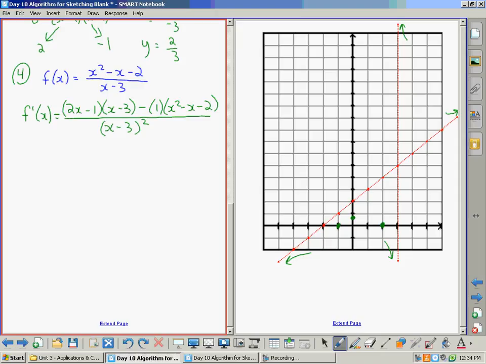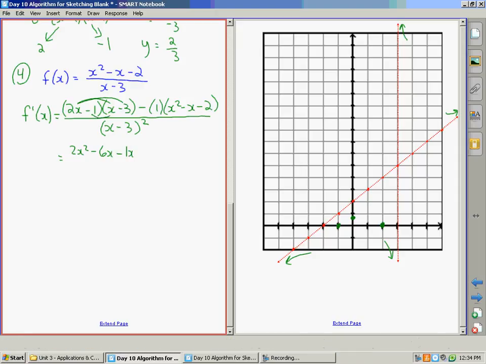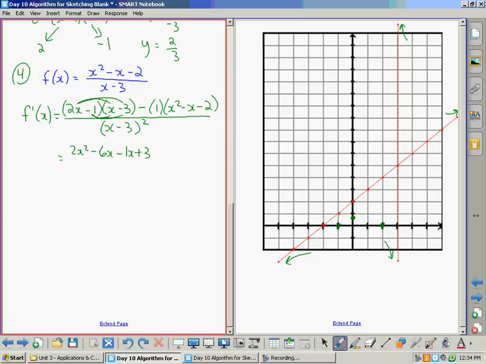And now we'll rainbow the top to make it a little bit easier to see. So rainbowing here is 2x squared minus 6x minus 1x. That's that rainbow. And then plus 3. And here it's minus, and I'm just going to minus everything. It's like rainbowing a minus 1, because multiplying by 1 doesn't do anything, but you're going to have to subtract it. So you're going to minus x squared, and then this becomes a plus x and a plus 2, all over x minus 3 squared.